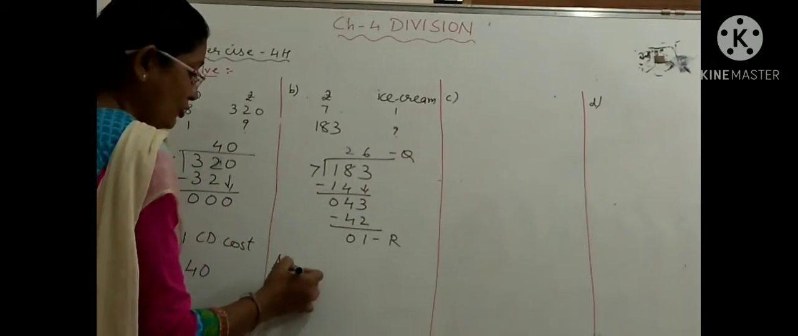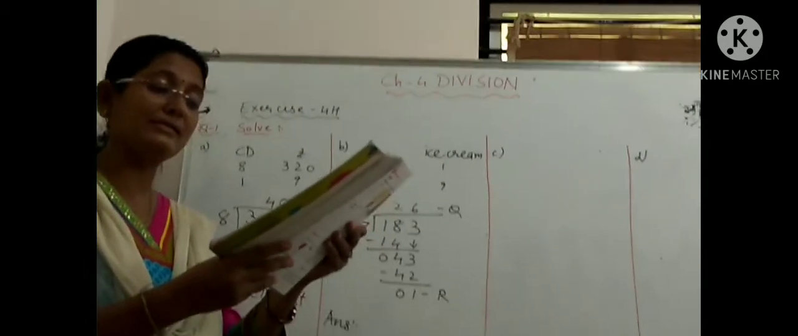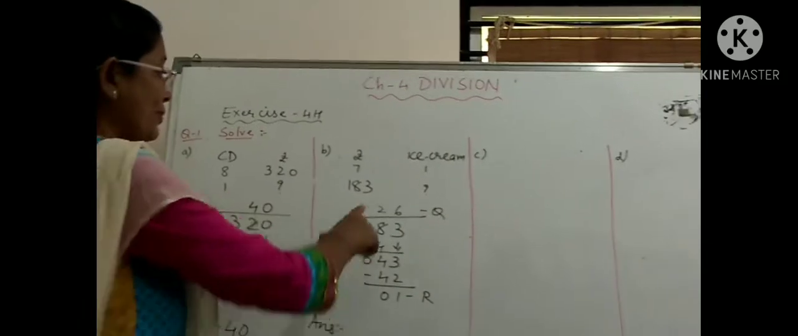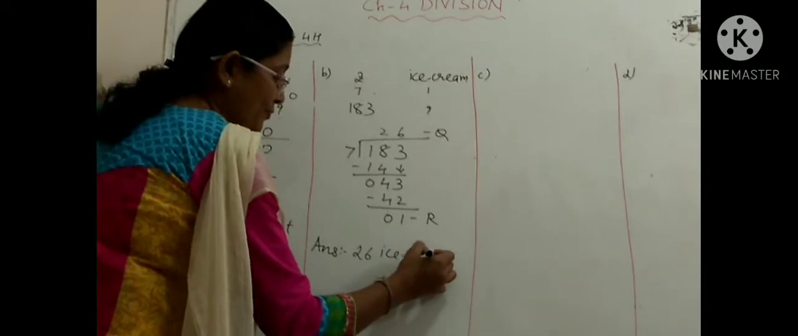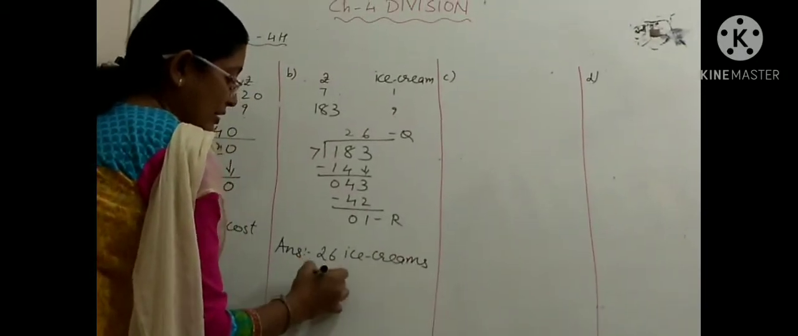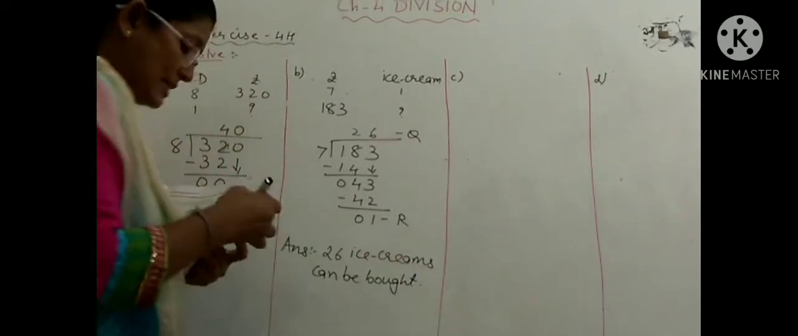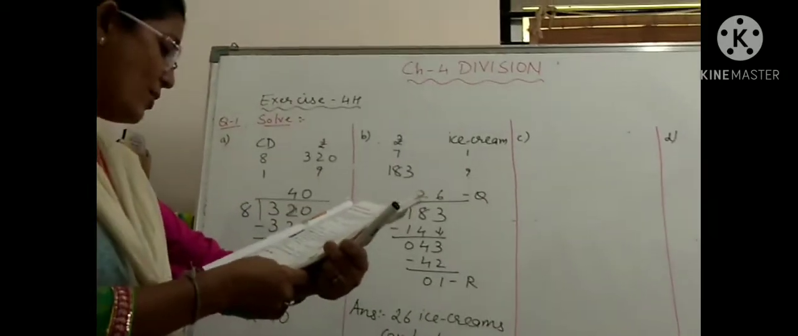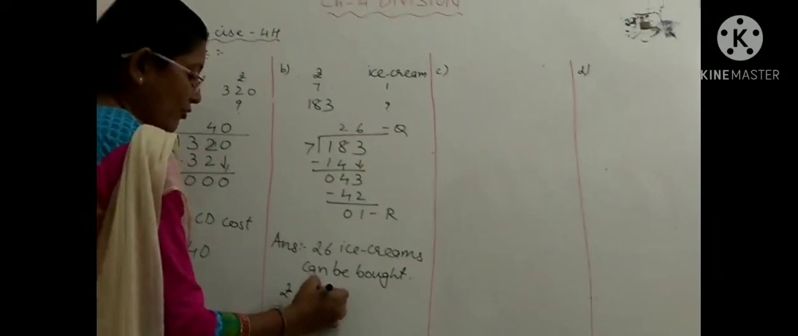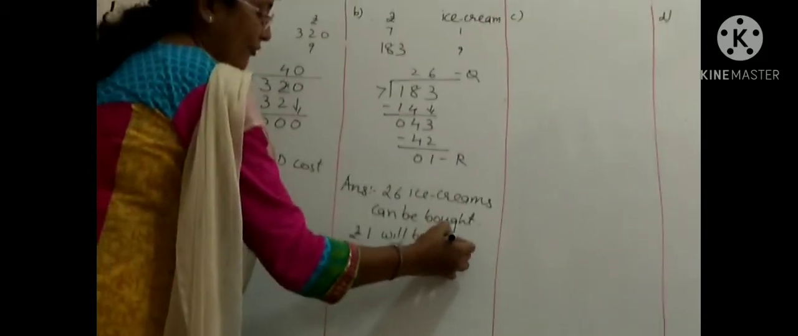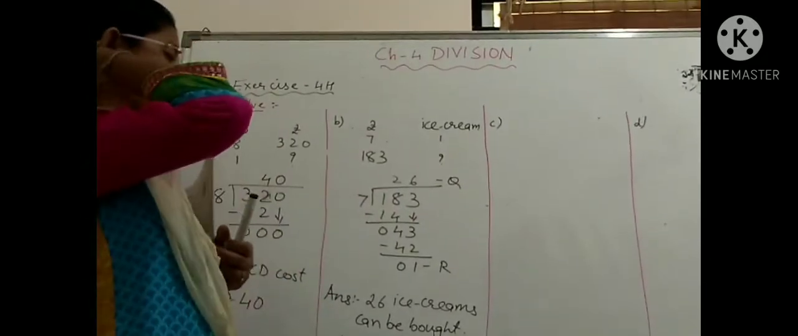Now here, children, how to write the answer is important. Two questions are asked of you. First is how many ice creams costing rupees 7 can be bought? 26 ice creams can be bought. That is your first answer. Second, they have asked how much money will be left over. 1 rupee. Rupee 1 will be left, because with 1 we cannot purchase one more ice cream. So 1 will be left over.